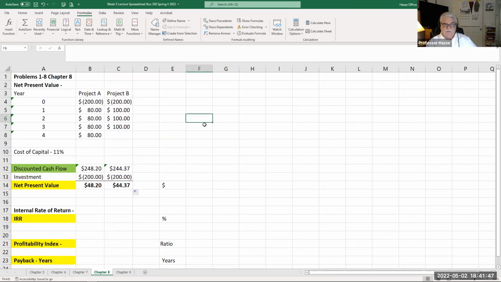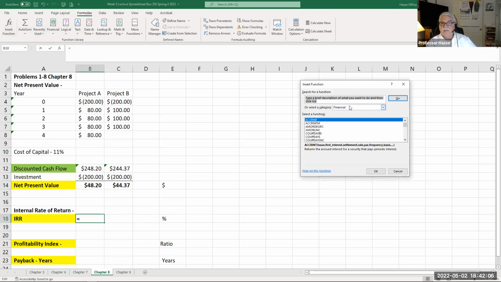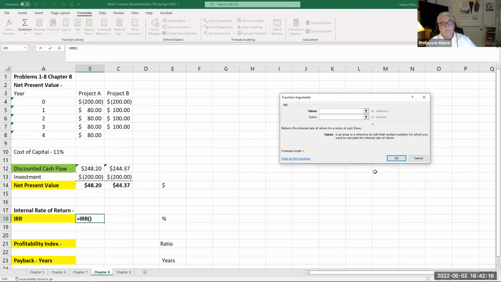Another analysis that's given to us, the second one, is called the internal rate of return. This is, what is this $48.20? What is this $44.37 in a percent? Formula, function, financial. Now we look for the function IRR, internal rate of return. Hit OK, and this is a simple one. We don't have to put any percentages in because we're trying to determine the percentage.